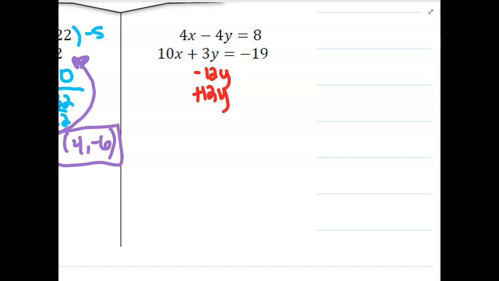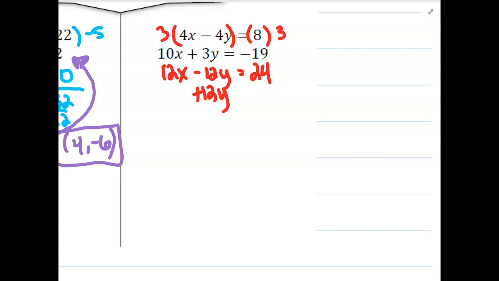Okay. Now what you have to decide, look at the first equation. I need to go from a negative 4 to a negative 12. Using multiplication, how do you get from negative 4 to negative 12? Times 3, right? So we're going to multiply that first equation by 3. We're going to multiply everything by 3. So 3 times 4x would be 12x. Now my 3 times negative 4y, there's my negative 12y. And 8 times 3 on the right-hand side would give me 24.